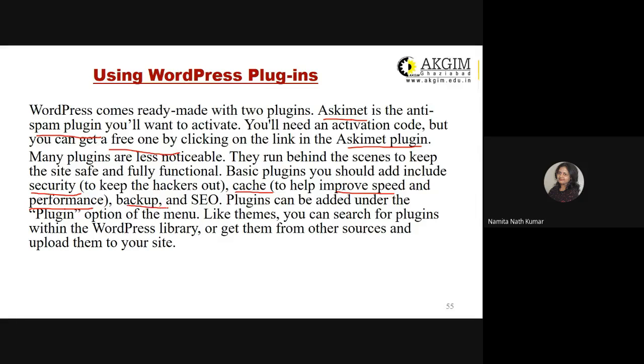There is a plugin for backup that you can add to your website while you are creating it using WordPress as your content management system. And you have a separate plugin for search engine optimization, SEO. That also you can add, which will be running behind the web pages of your website. Plugins can be added under the plugin option of the menu, which is part of your CMS in WordPress. Like themes, you can search for plugins within the WordPress library.